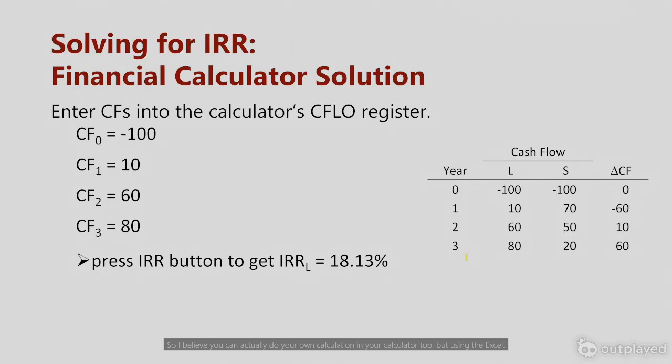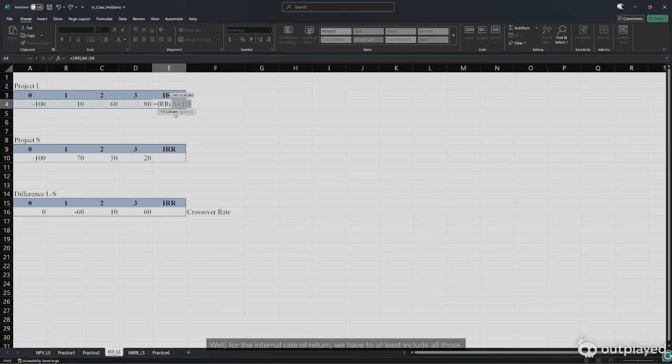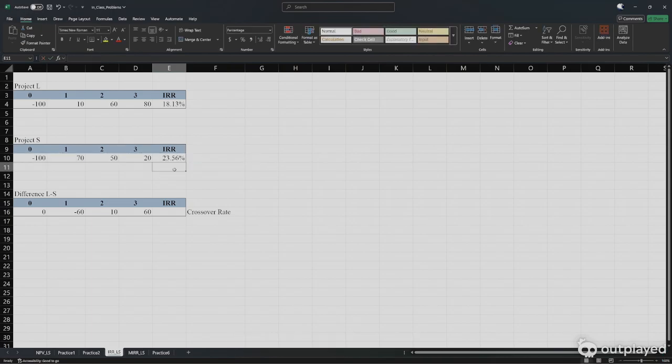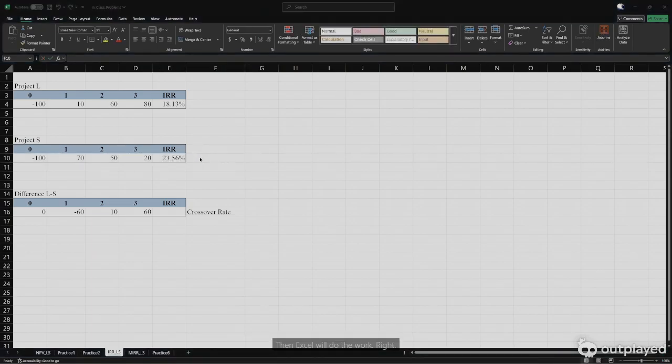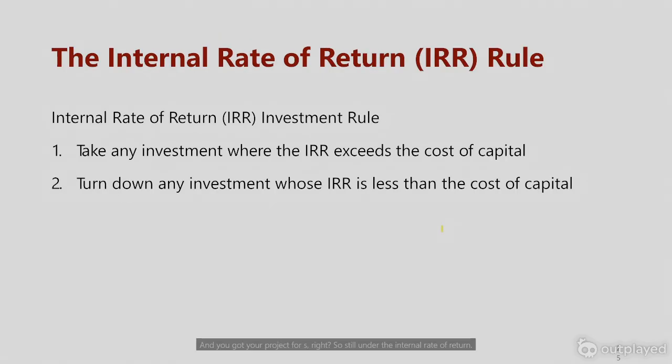So I believe you can do your own calculation in your calculator too, but using Excel is much simpler than net present value because of the interest rate that we are deriving here. Just type in IRR. For the internal rate of return, we have to include all the cash flows that we want to address, whether it's already at time zero or not. Then you get your IRR for project L. Again, for project S, just include all those cash flows, then Excel will do the work, right? So that was the internal rate of return for project L, and you got your IRR for project S, right?